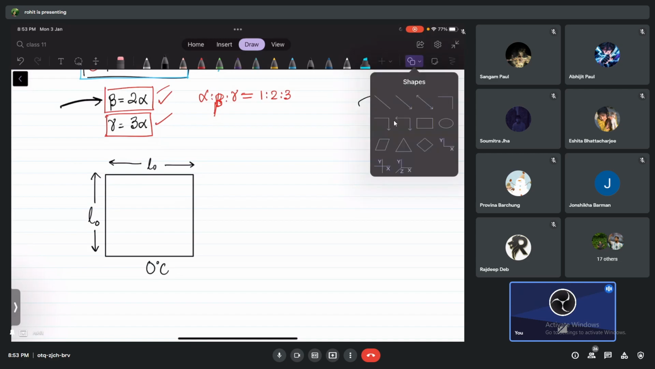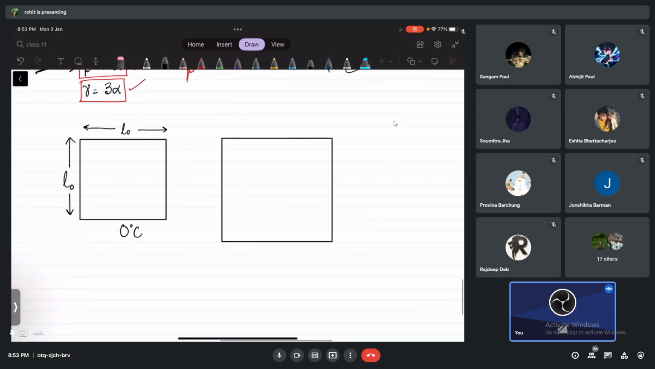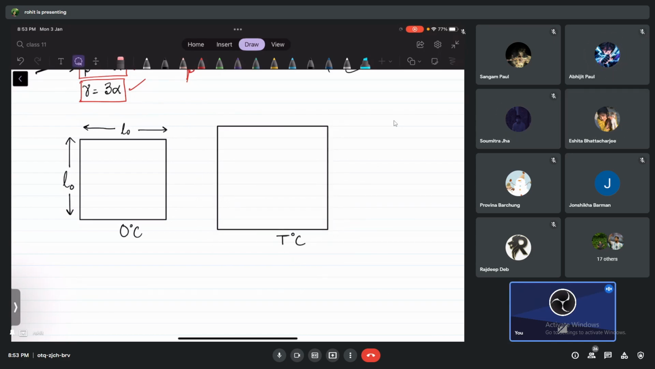Let's change the temperature. When I change the temperature, it's going to expand, still looking like a square because it's going to be a uniform expansion. Now what do you think, guys? Is it the same temperature or a higher temperature? Higher temperature. So I've called the temperature T degrees Celsius. It doesn't matter actually, you can take any temperature you want. But I think this is clear, right?